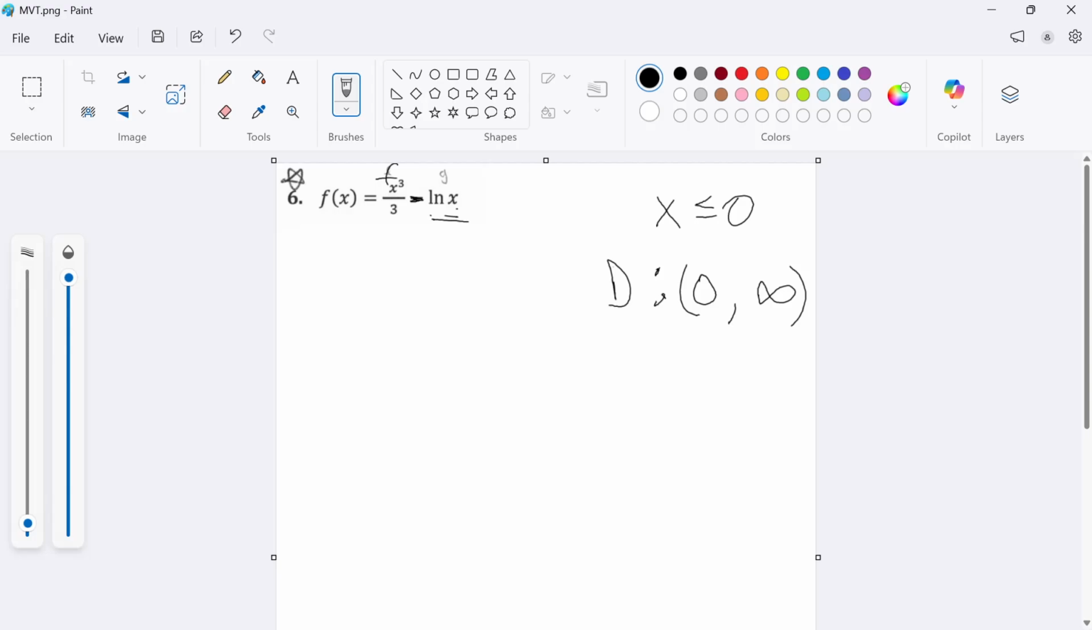What's that movie? Toy Story, 0 and infinity and beyond. Okay, but it's 0 to infinity.